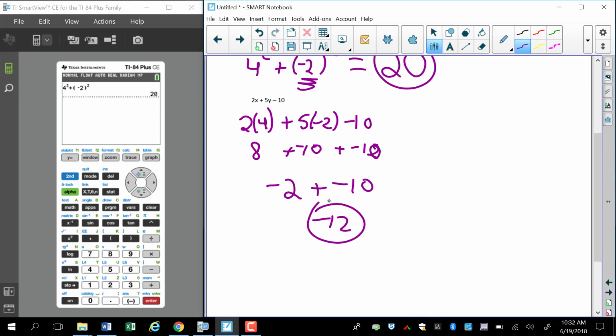Again, if you like to do these by hand, feel free to do that. Notice that last one. As long as you know your order of operations, this was pretty simple for me to do by hand, or feel free to plug this directly in your calculator.